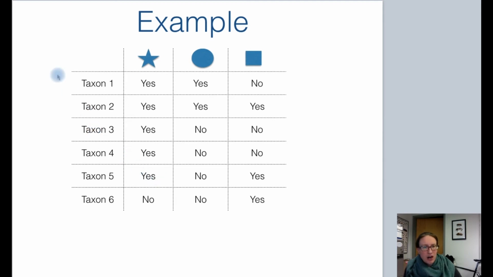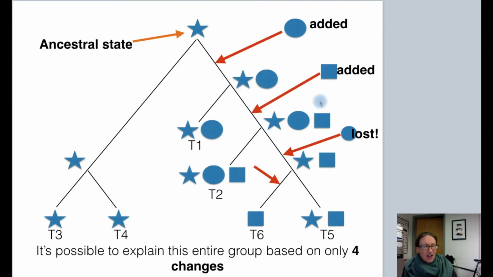So here are a group of organisms, taxa 1 through 6, and here are 3 different traits. So stars, circles, and squares. And so for each taxonomic group, I've just noted whether they have that trait or whether they don't have that trait. And so from this information, and this is going to be one of those insert computational steps here, what you can come up with is a phylogeny that looks something like this.